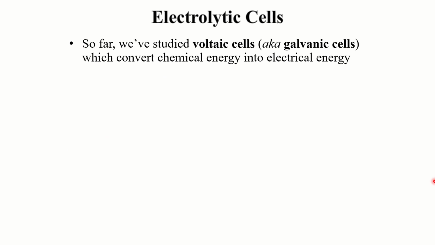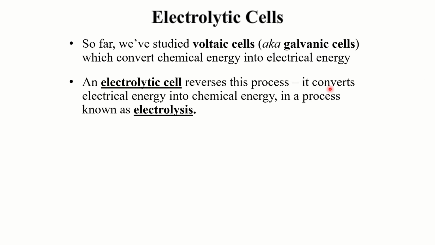All right, and our last topic, electrolytic cells. Thus far, we have studied voltaic cells or galvanic cells, which convert chemical energy into electrical energy. An electrolytic cell reverses this process. It converts electrical energy into chemical energy in a process that is known as electrolysis.